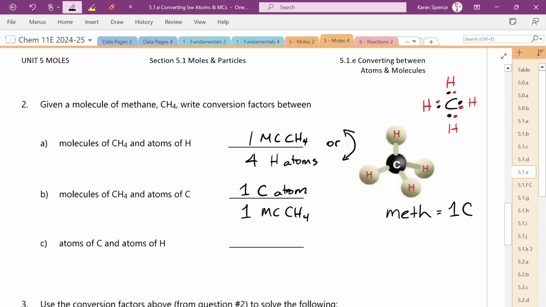By the way, it doesn't matter if you write molecules of CH4 or CH4 molecules. That order doesn't matter, okay? So you can check your answers here.